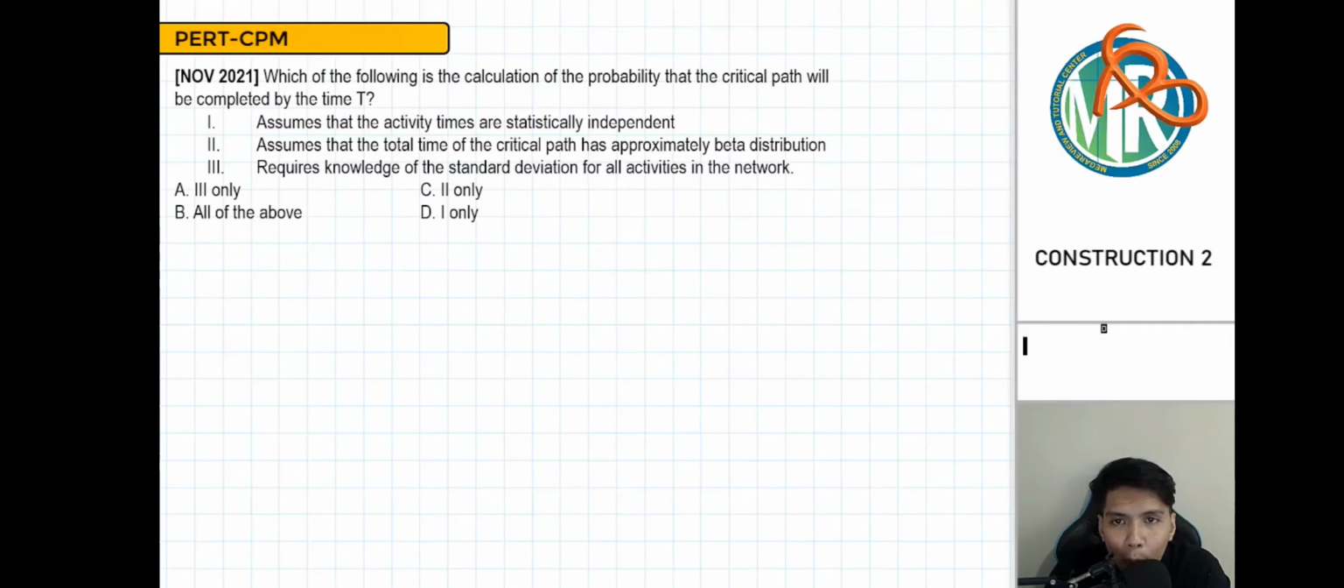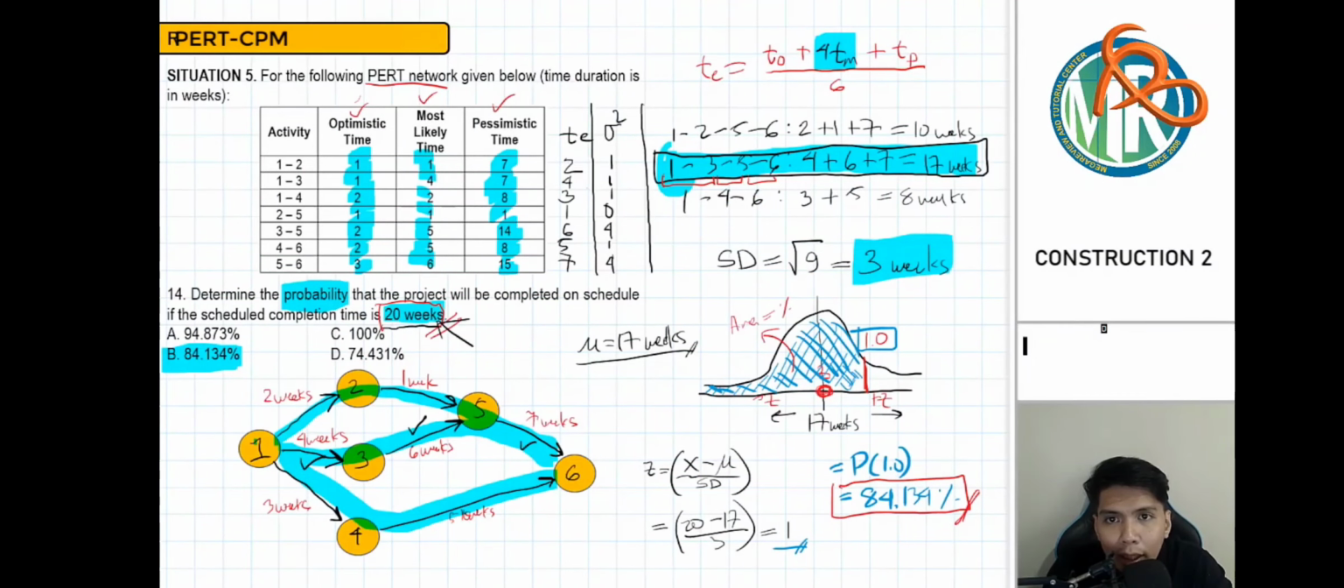Let's start with number 3. Requires the knowledge of standard deviation for all activities. When we solved earlier, did we get the standard deviation of all the activities? Let's go back. What we took earlier was not the standard deviation, but the variance. And in fact, you don't need to solve all of them. The variance value comes from activity 1 to 3, this one, and then 3 to 5, this one, then lastly, 5 to 6, this one.